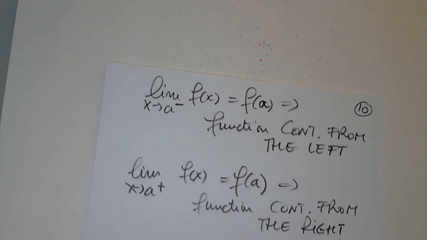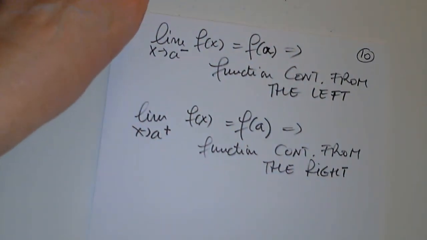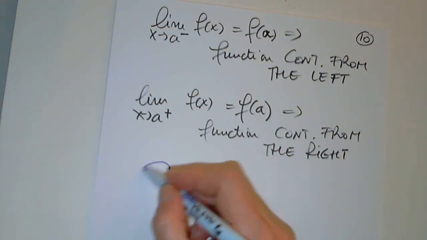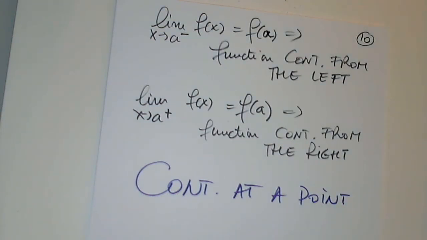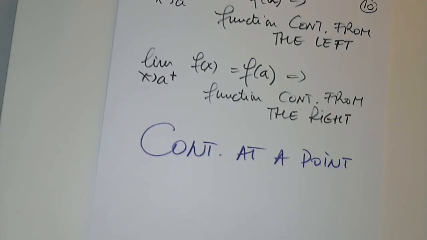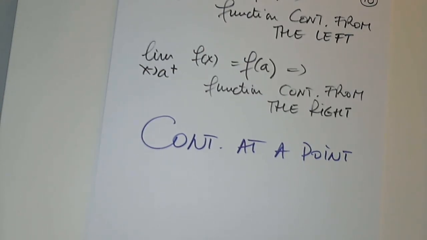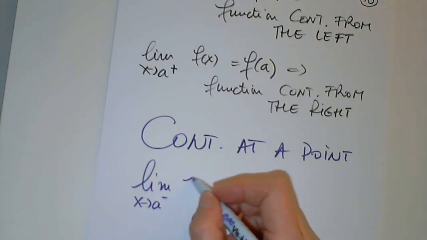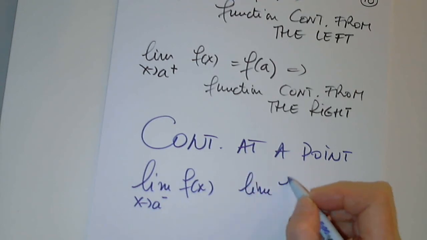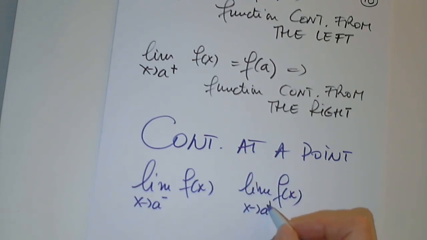Now the most important item here is continuity at a point. And also I would like to write the definition of continuity on an open interval. Okay, so the limit as x approaches a from the left, the limit as x approaches a from the right, and f of a.